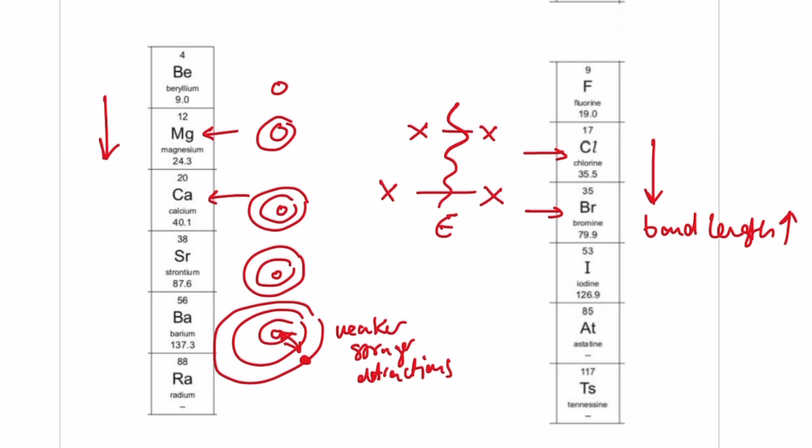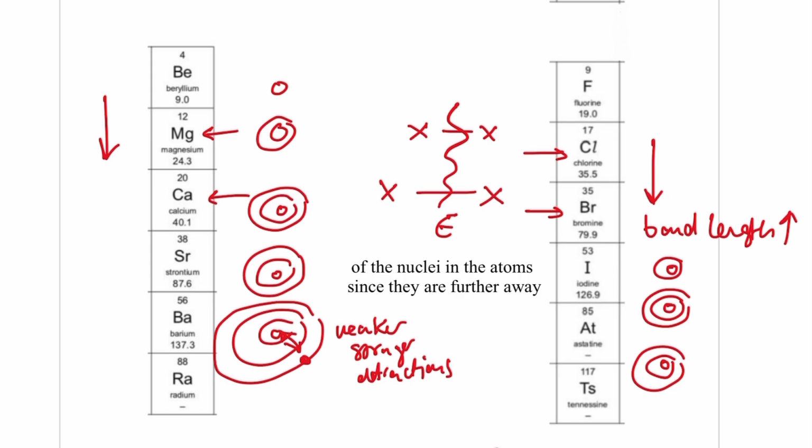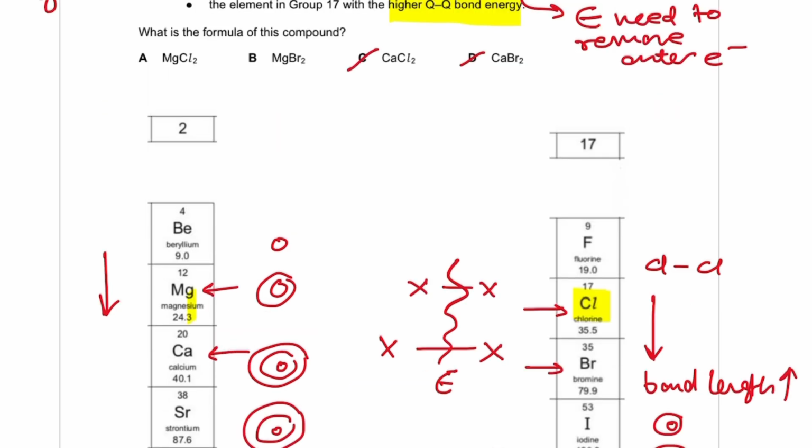Another property down group 17 is shielding again. What this means is as you go down the group, the atom size increases. The larger the atom size, the weaker the attraction to the electron-dense bond. Cl is actually going to be smaller. It's going to give a shorter bond length, so it's going to require more energy to break the bond formed between Cl. So we have our Mg and we have our Cl. That will form an MgCl2 compound.